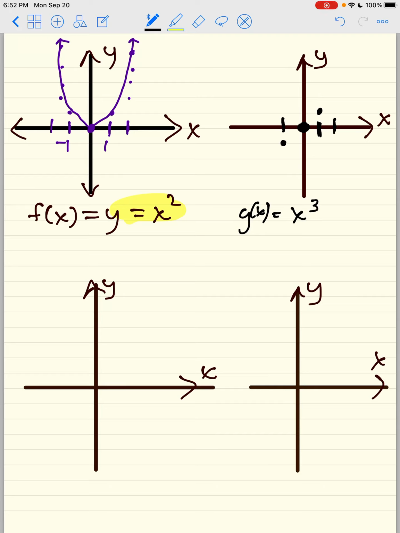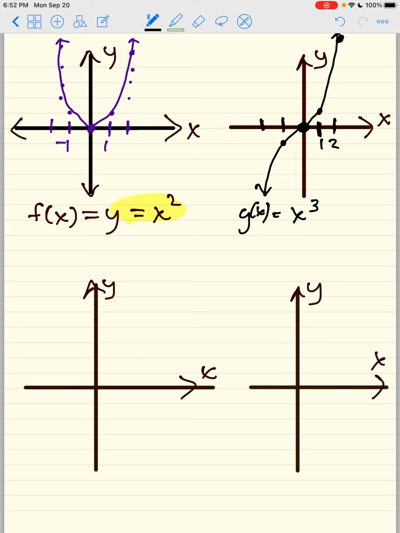What about 2? 2 is going to give us 8, so that's all the way up here. What about negative 2? Negative 2 to the third power is negative 8. That's going to be all the way down here. Okay? So what we're going to do is go this way and then this way. It's almost like a chair. So this is what x to the third power looks like.